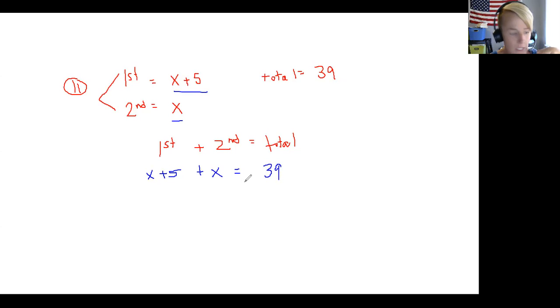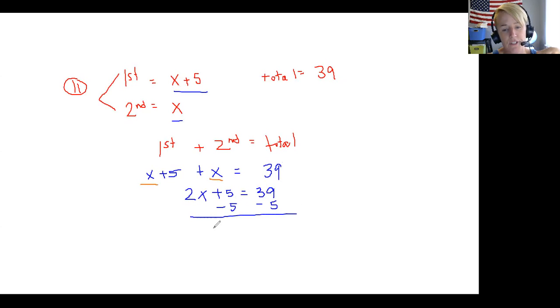So that means that I'm going to have two X's. I'm going to combine those two like terms, this X plus this X. I'm going to go ahead and keep my plus 5. It's not a like term, so it doesn't get to be combined. Equals 39. Got to get rid of that 5 because I want my X's all by themselves. So what I do to one side, I must do to the other. I'm just solving this good old-fashioned problem.